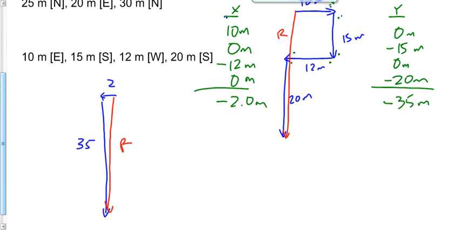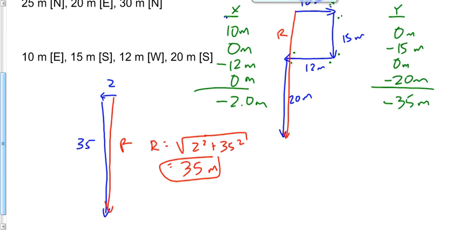We know how to do this, right? Find the value of r. Square root of 2 squared plus 35 squared. I don't know what that's going to be, but I know it's going to be real close to 35. 35.05, which rounds to 35, right? So basically, if you go 2 meters to the west and then 35 meters to the south, your displacement is still going to pretty much be 35 meters.